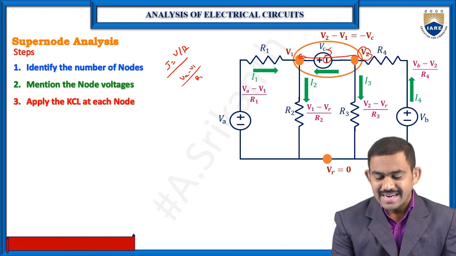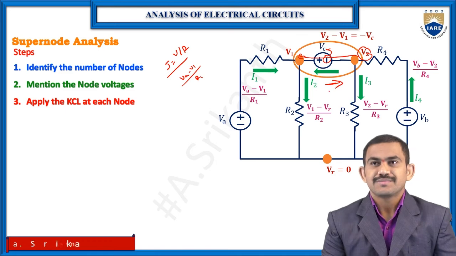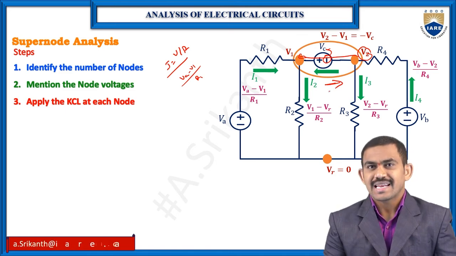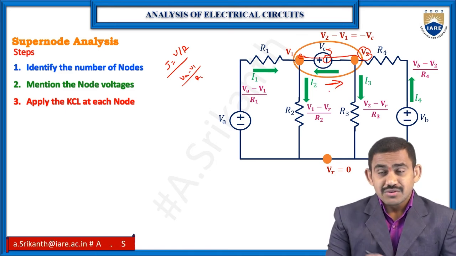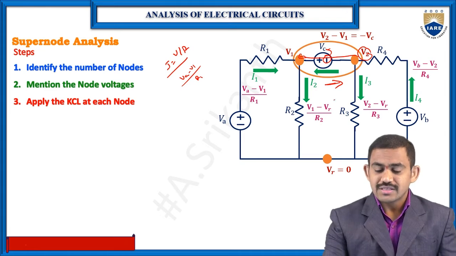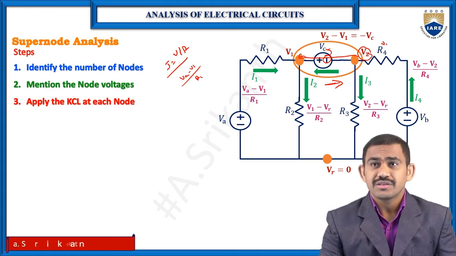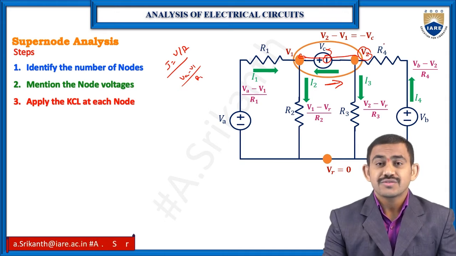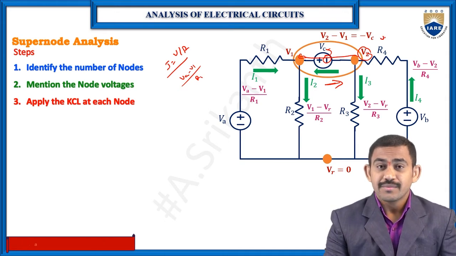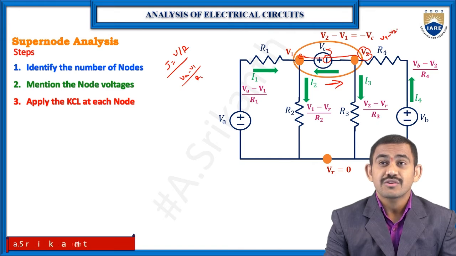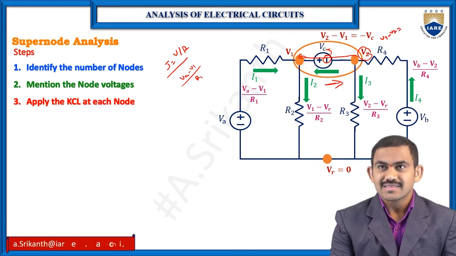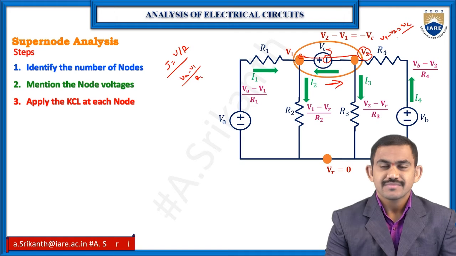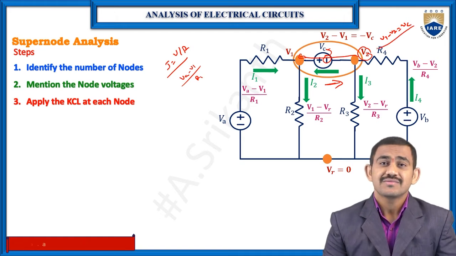If suppose my current direction is plus direction, that means V1 to V2 is my direction. So for this we need to write the equation as V1 minus V2 equal to, started with plus. So plus Vc. V1 minus V2 equal to plus Vc.